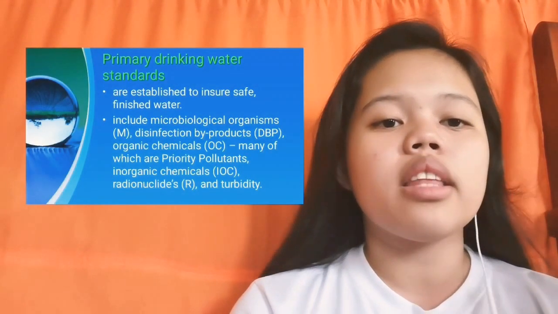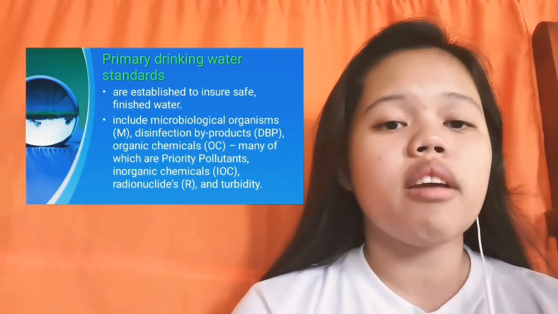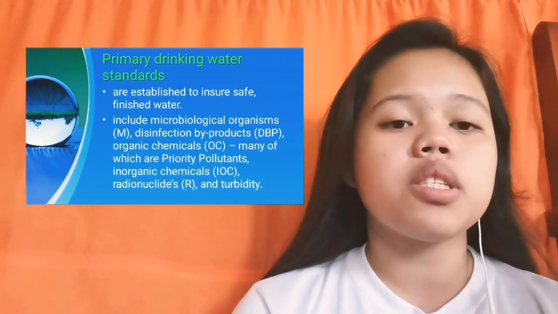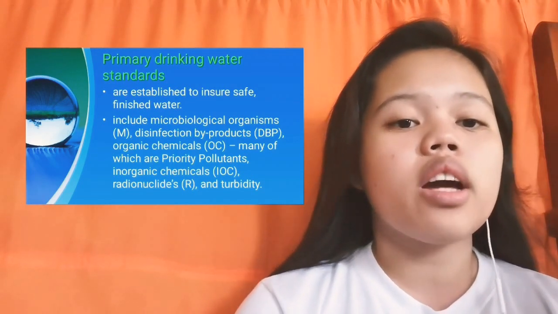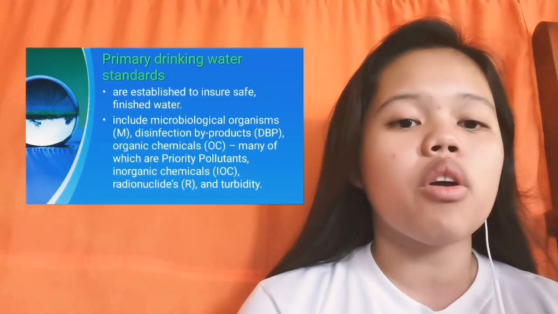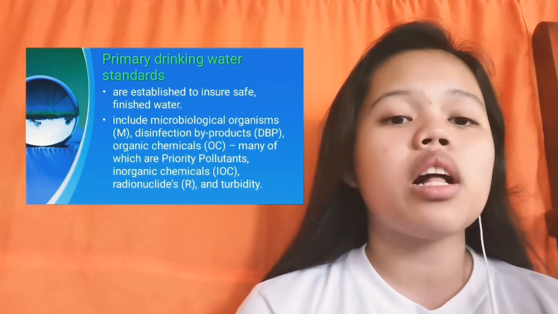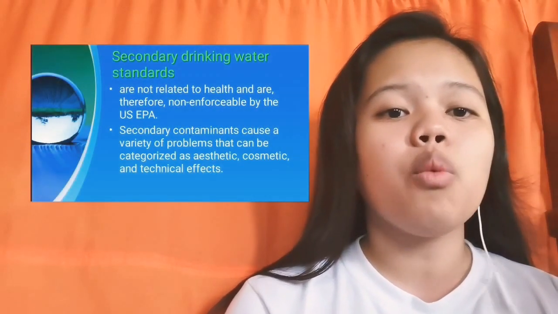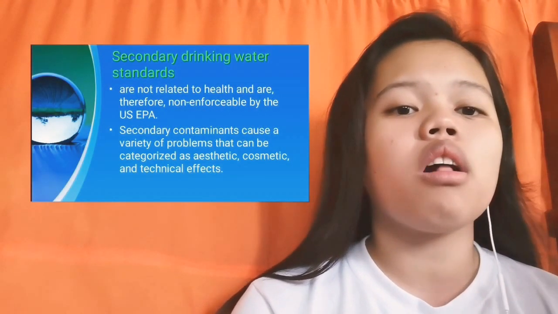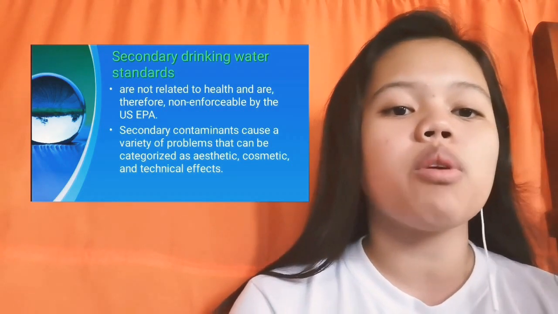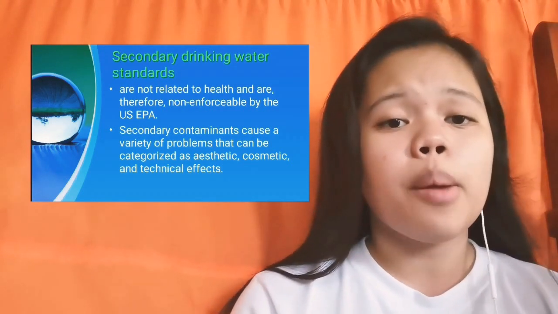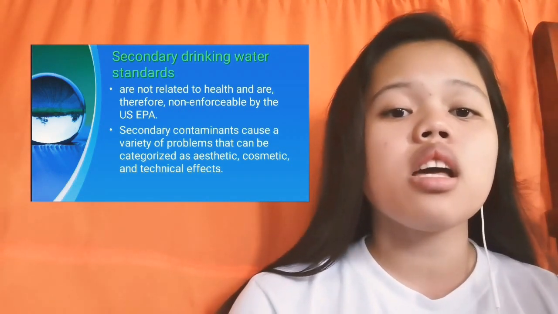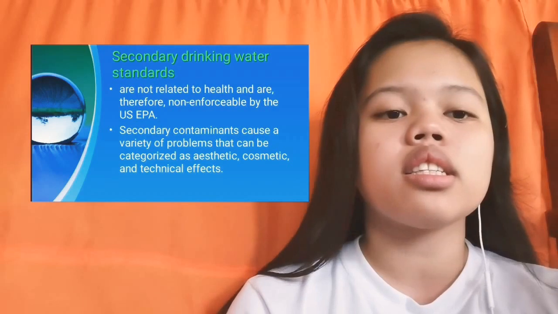Primary drinking water standards are established to ensure safe, finished water, and include microbiological organisms, disinfection byproducts, organic chemicals, many of which are priority pollutants, inorganic chemicals, radionuclides, and turbidity. Secondary drinking water standards are not related to health and are therefore non-enforceable by the U.S. EPA. Secondary contaminants cause a variety of problems that can be categorized as aesthetic, cosmetic, and technical effects.